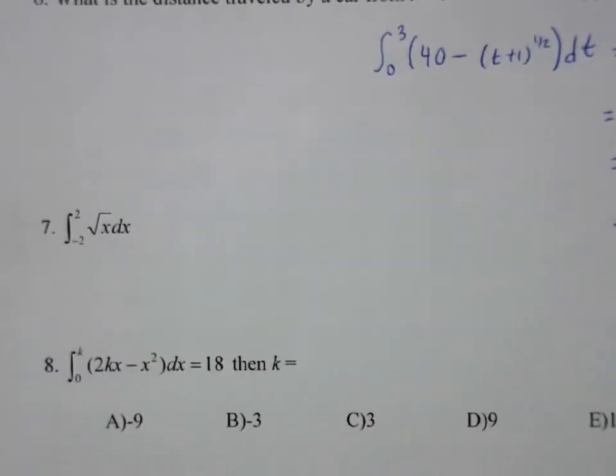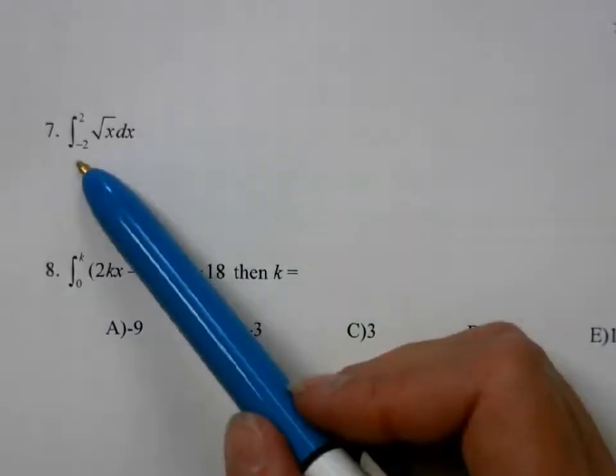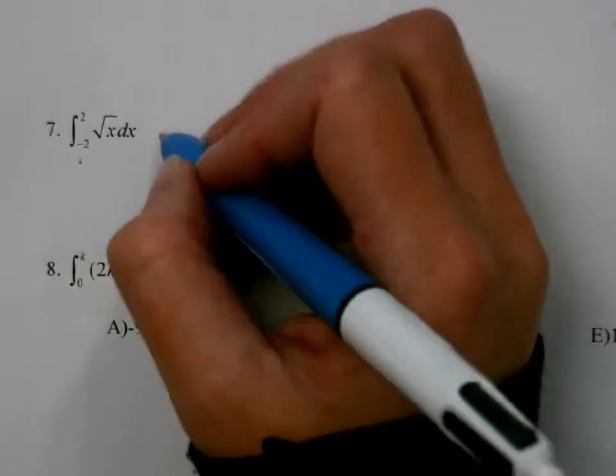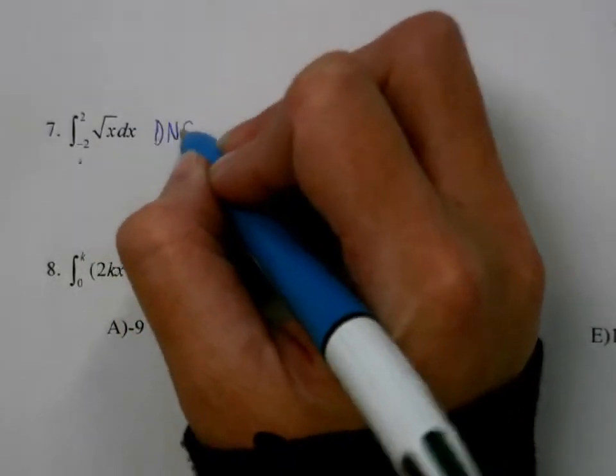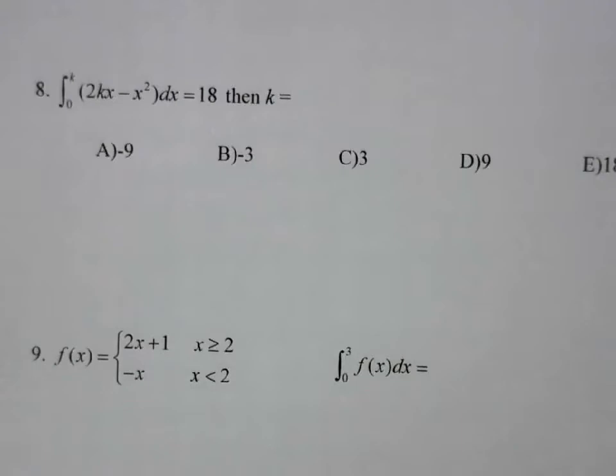Okay, the integral from -2 to 2 of the square root of x. Well, there is no graph at -2. So this does not exist, okay? Because the square root of -2 does not exist. All right, so then we're going to get creative here.